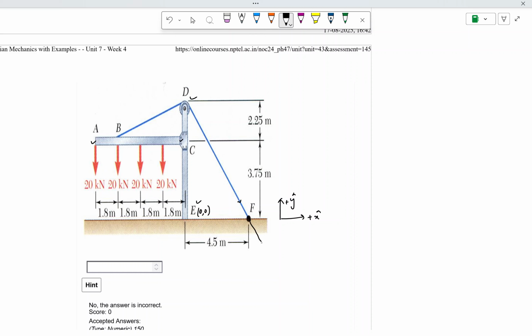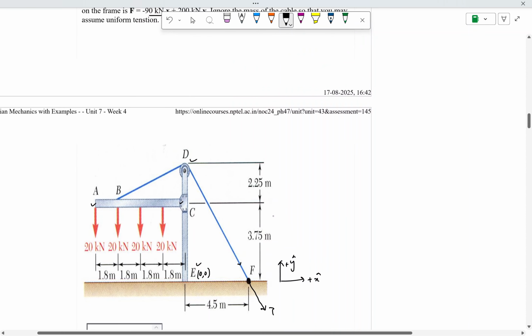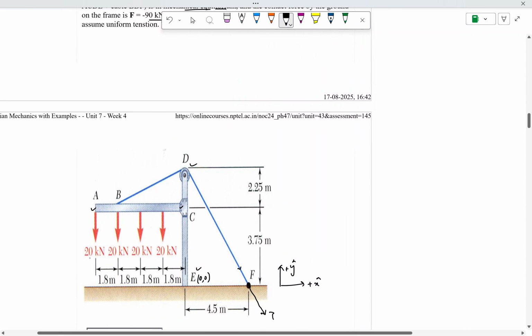Basically you extend this line only. So this is along the length of the cable. So this is your T, right? This is the tension in the cable. And the other forces acting in these cases are these forces mentioned here in the diagram from the beam.